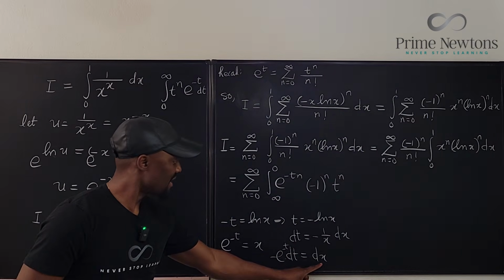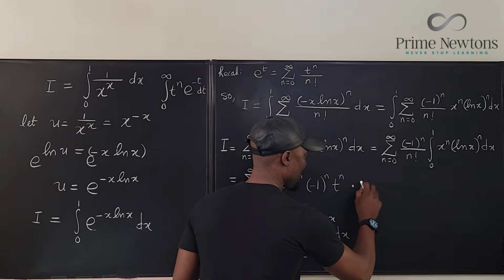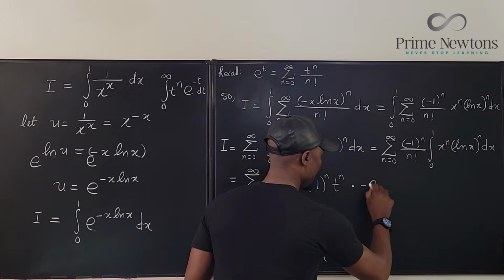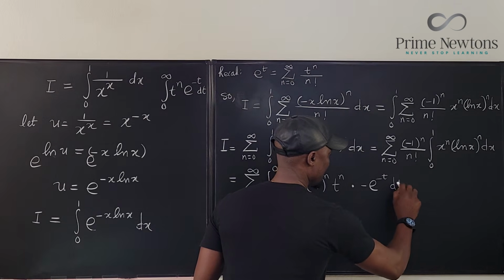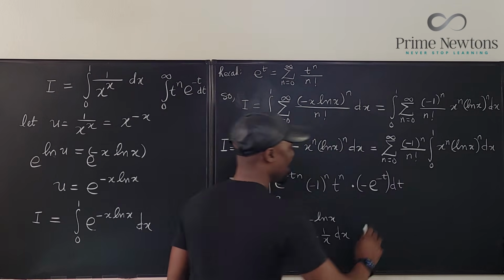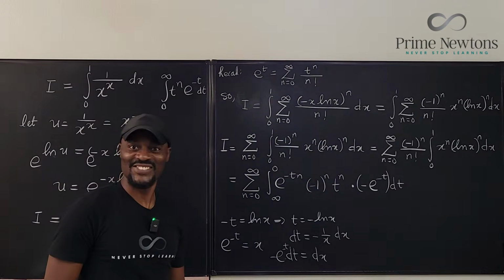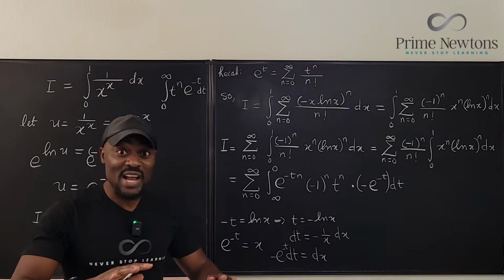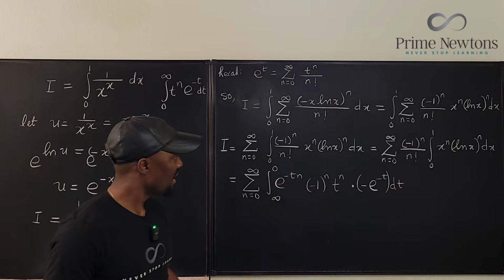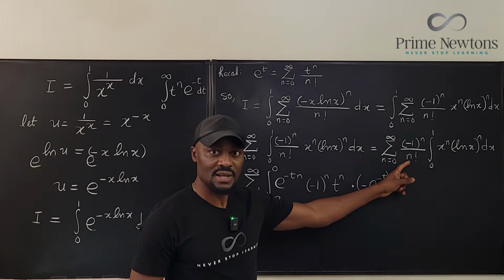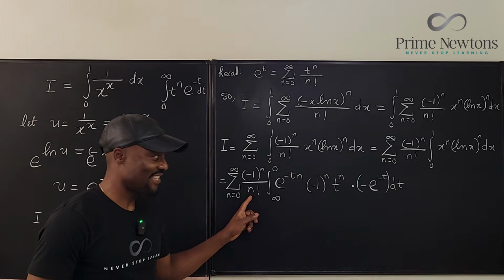That replaces dx. So that is times negative e to the negative t dt. So many things to write here. Okay, it looks like everything is looking juicy at this point. Oh, I'm missing something. I forgot to write the factorial. Not good. Okay, it's here now.